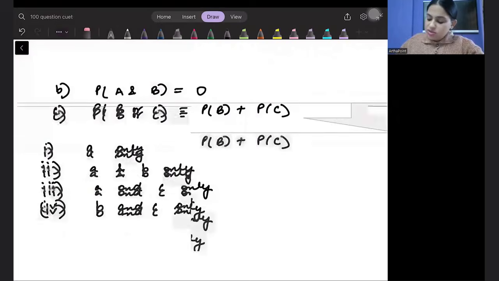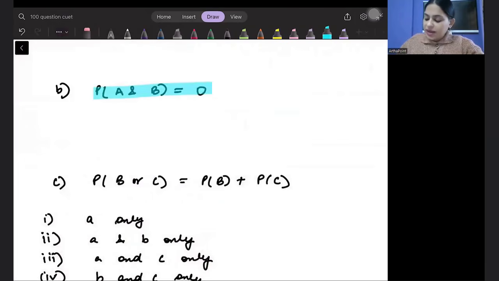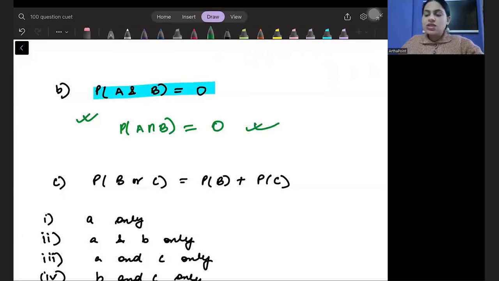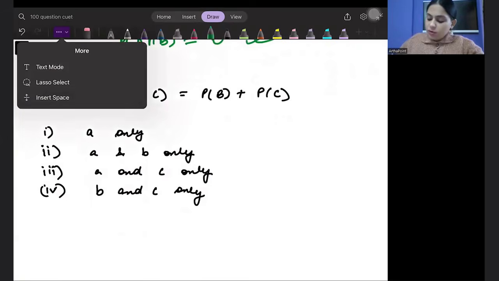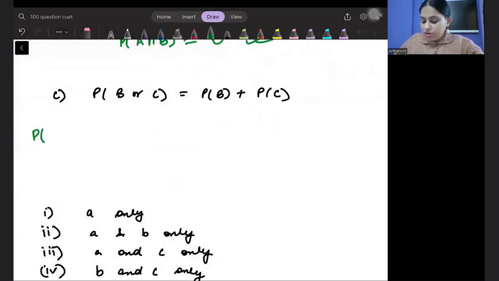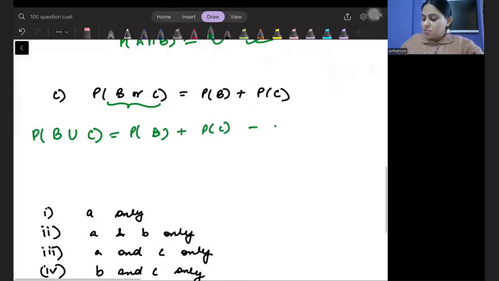The next option is saying that probability of A and B is 0. Yes, A and B, meaning A intersection B, is 0. And this is true because they are mutually exclusive. Exclusive means there is nothing common in them, so their intersection should be 0. That's correct. Probability of B or C. So what does probability of B or C mean, beta? B union C. So its formula is B plus C minus B intersection C.